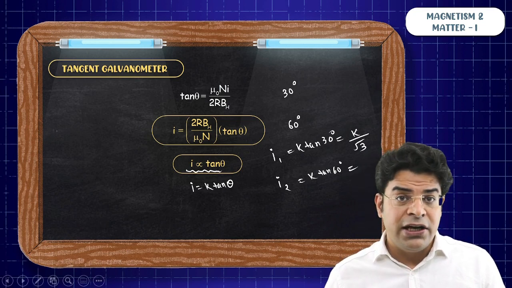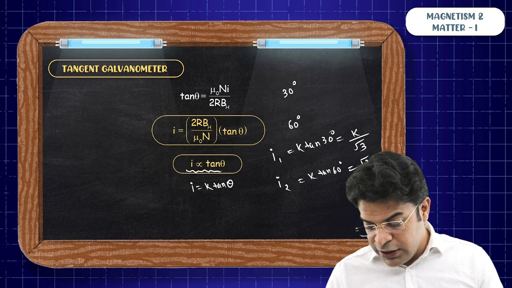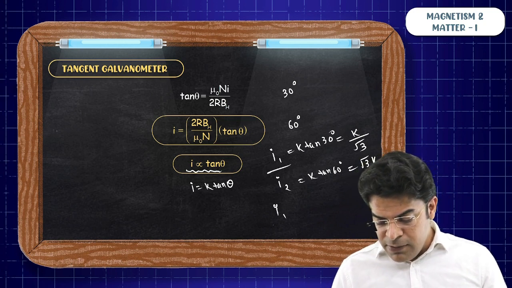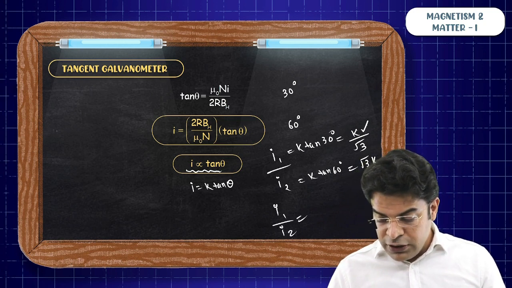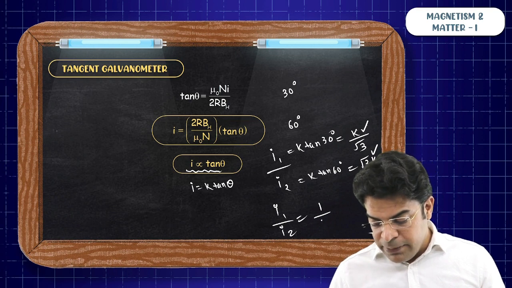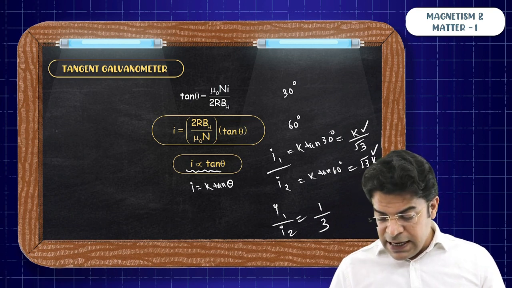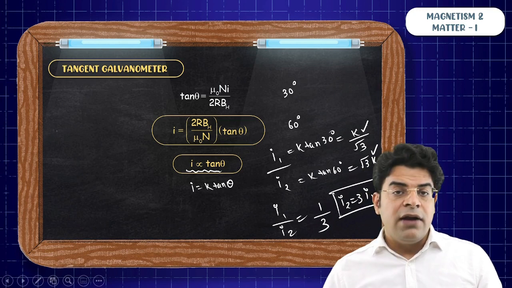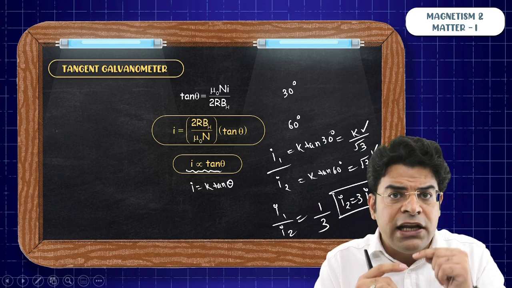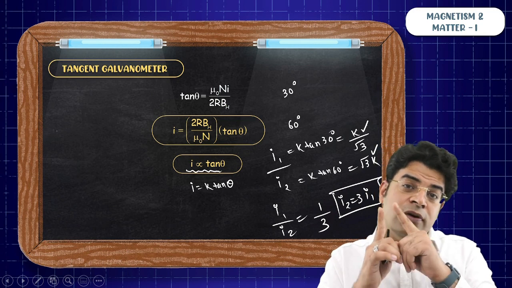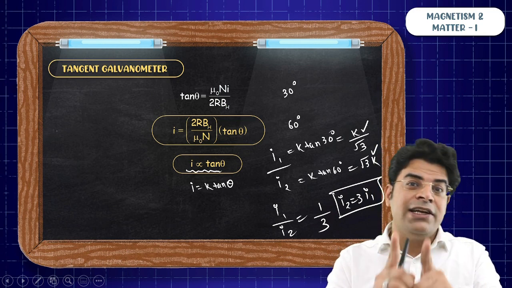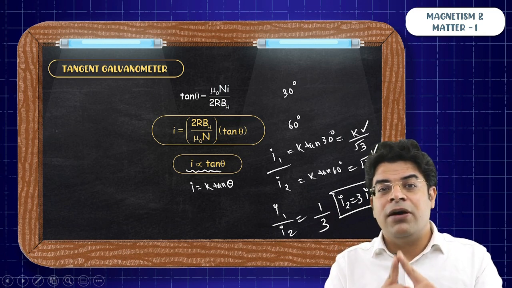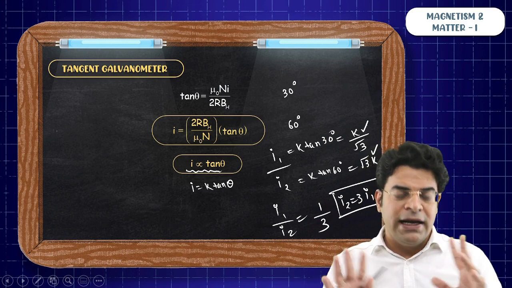And tan 60 degree is root 3, so here you get root 3 K. So you can say that I1 by I2 equals K by root 3 upon root 3 K. That becomes 1 by 3. This means that I2 is 3 times I1. This means that for the deflection in the tangent galvanometer to change from 30 degree to 60 degree, the current in the coil must become 3 times, and this is a standard question that gets asked.